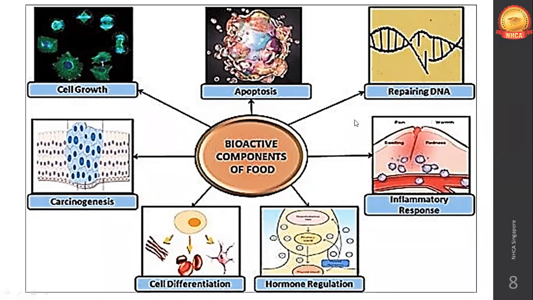Then repairing the DNA: all your protein-rich food and antioxidant-rich food will do this job of repairing the DNA. Inflammatory response: to reduce the inflammatory response, there are some anti-inflammatory foods, anything that is vitamin C rich. Vitamin C rich foods are anti-inflammatory. Hormonal regulation is also done by your food nutrition. Cell differentiation, the breakdown of cells and the increase of cells, that is cell differentiation.